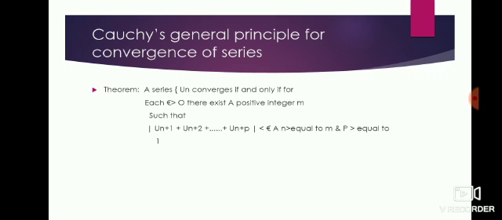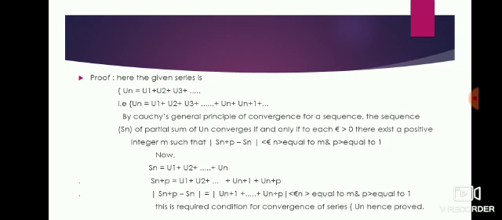So, moving to the theorem, let's see the theorem. A series summation of un converges if and only if for each epsilon greater than 0 there exists a positive integer m such that mod of un plus 1 plus un plus 2 plus up to un plus p is less than epsilon for every n greater than or equal to m and p greater than or equal to 1. So this is the theorem. Let's see the proof of this theorem.